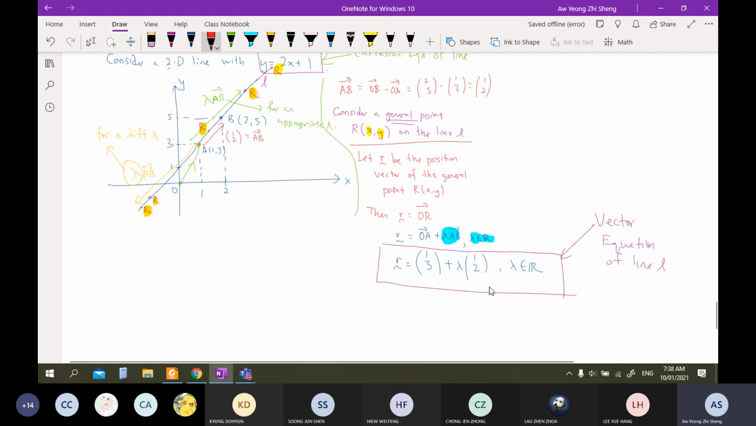Now, looking at the right hand side of the vector equation here, this vector that is multiplied by lambda, we call it the direction vector. So this is a terminology that you need to be familiar with. Direction vector is the vector that is multiplied by lambda. And what is lambda? We call it a parameter.